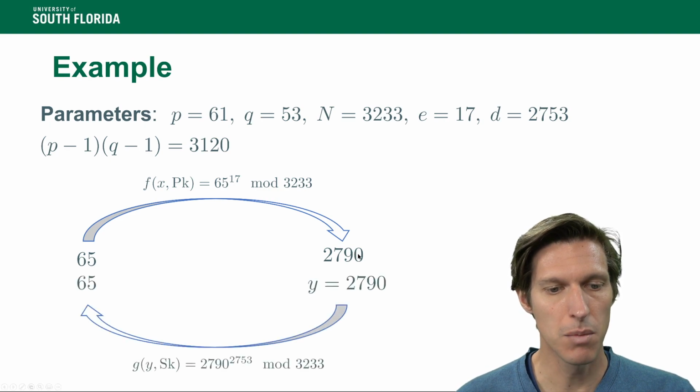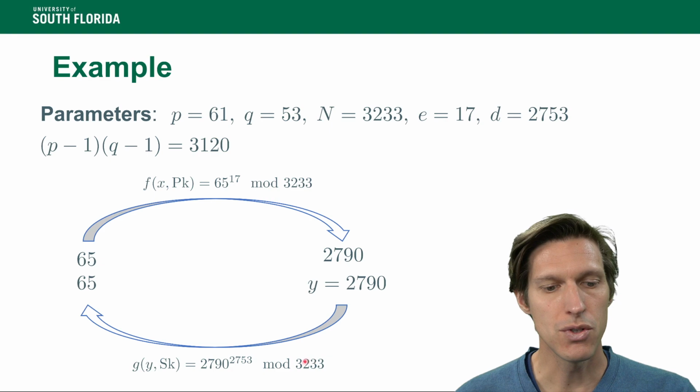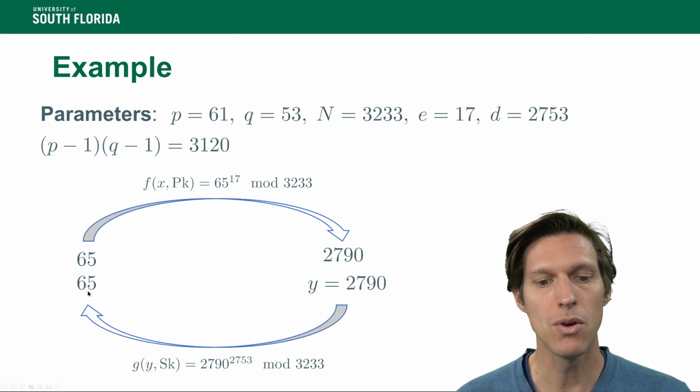And if you take that number and you raise it to the power 2753, again, this alone is a very, very big number. But then if you reduce it, so you divide by 3233, take the remainder, and that magically ends up being 65. Okay, so you have inverted the one-way function.